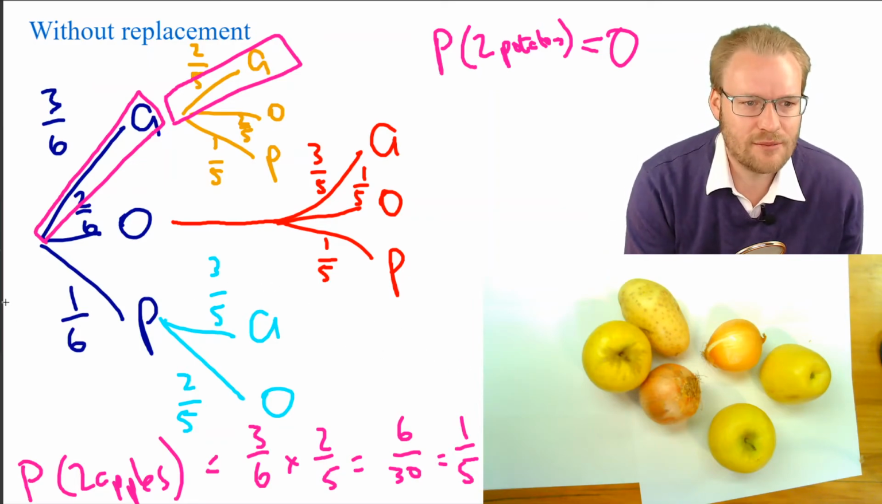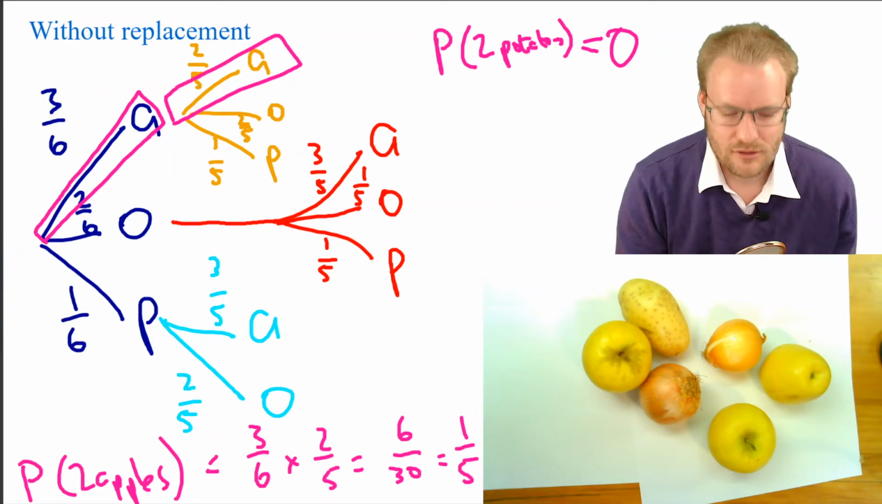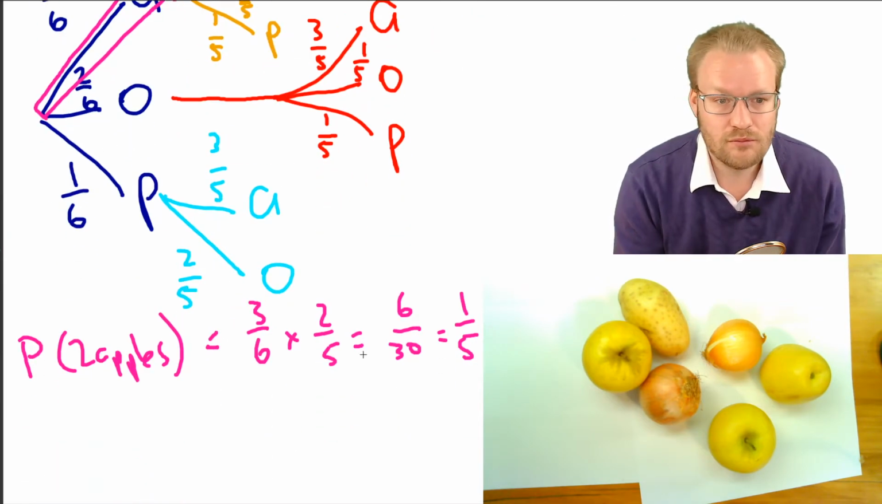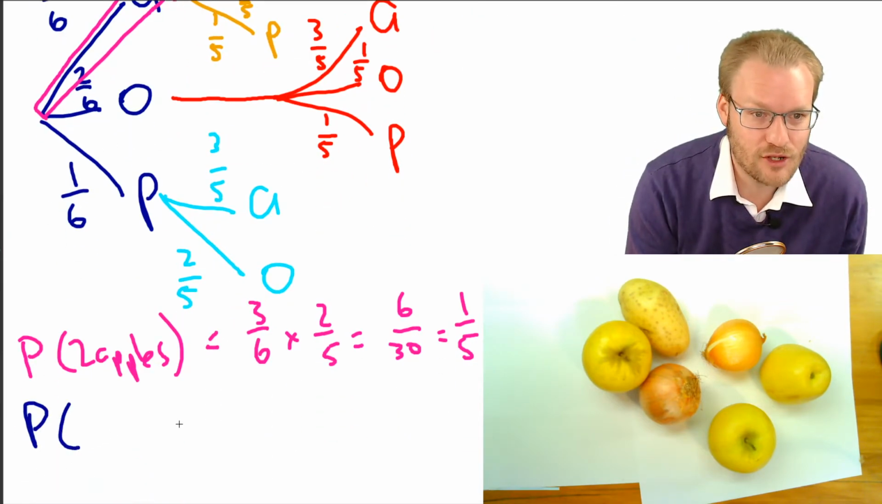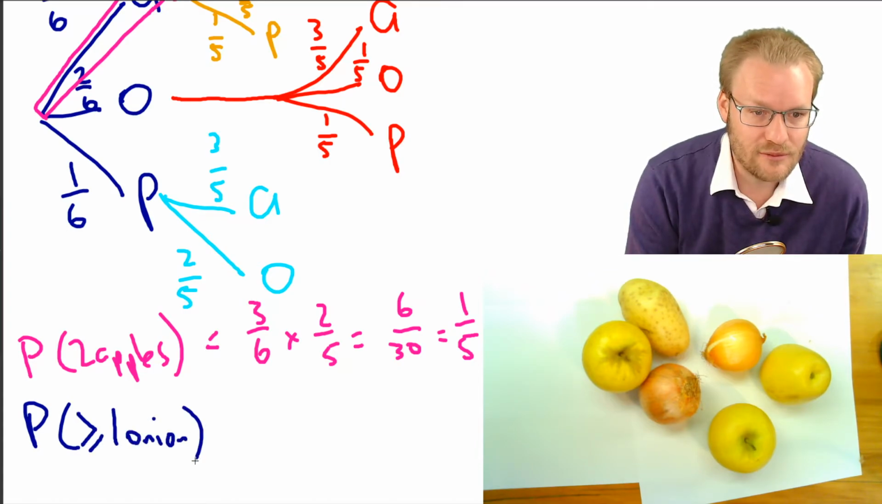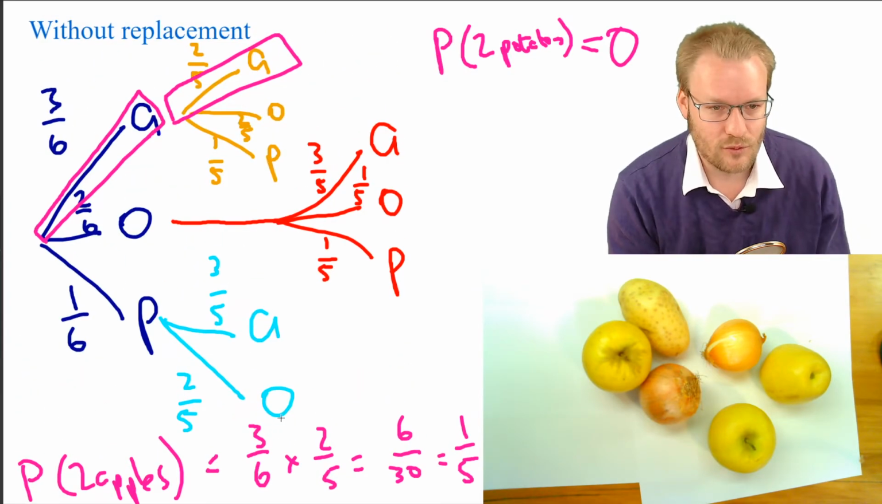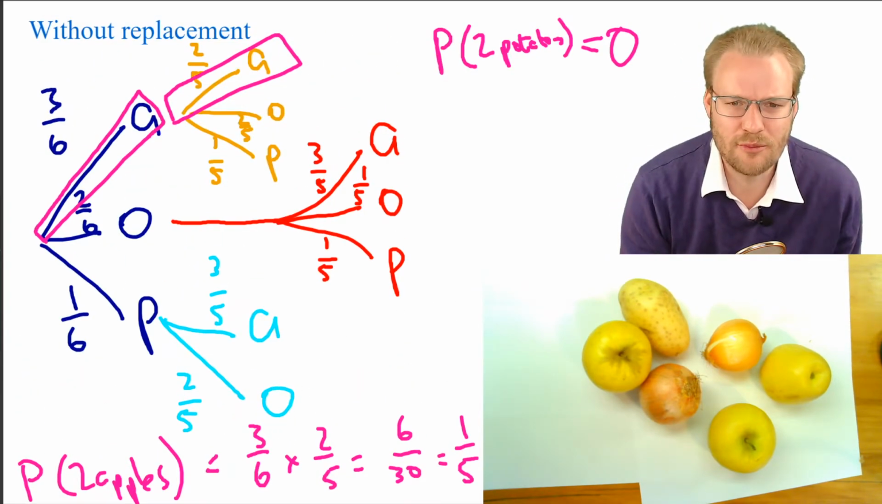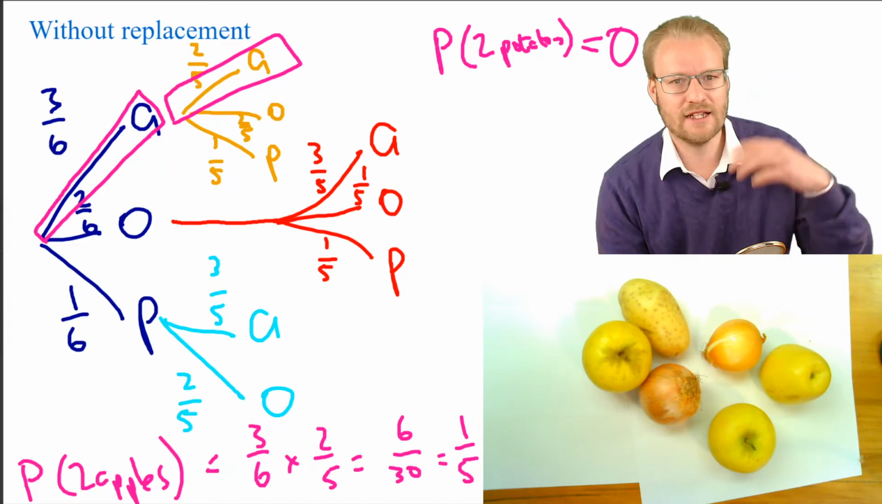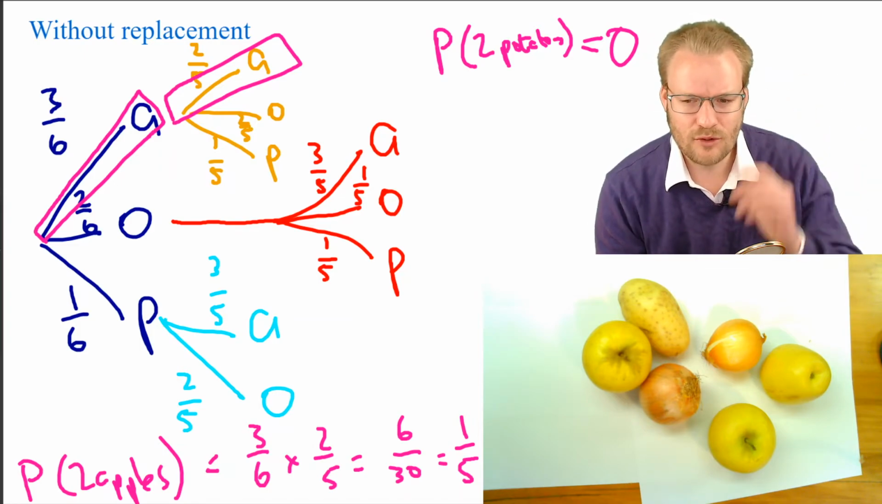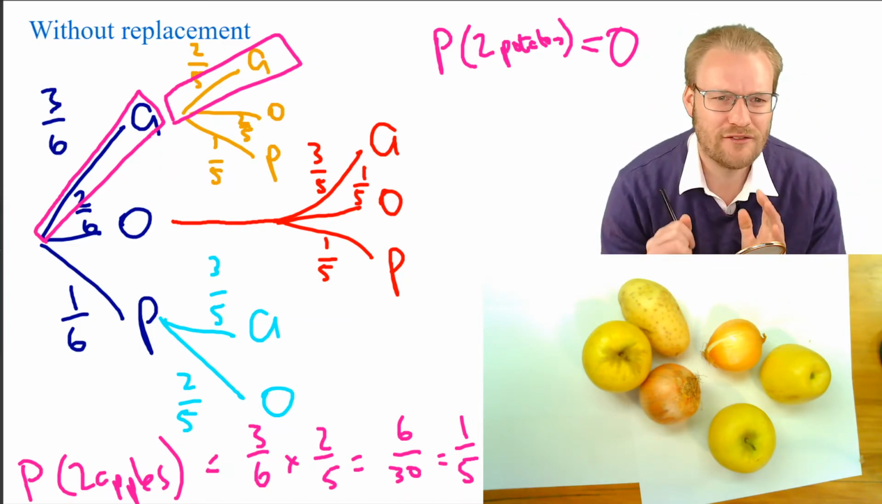And we could look at something more interesting, more difficult, I guess, more complicated. Last time we said, what's the probability of picking out at least 1 onion? And now we're going to have some work to do. What is the probability of picking out at least 1 onion? And more so than that, how are you going to figure this out?